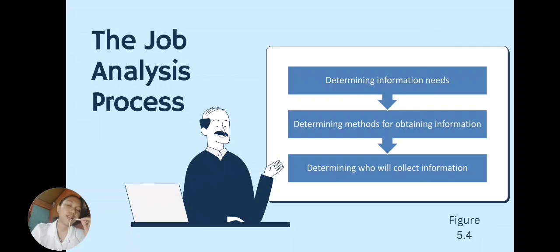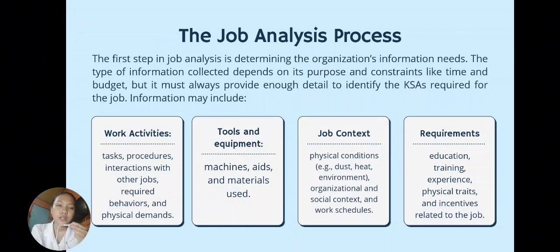And then next is the job analysis process. So the job analysis process involves 3 steps. First is determining information needs. Next is determining methods for obtaining information, and then determining who will collect information. So again, the first step in job analysis is to determine the organization's information needs.